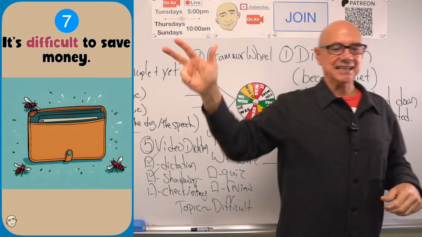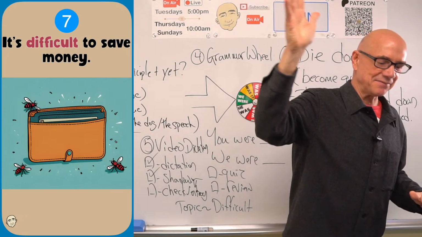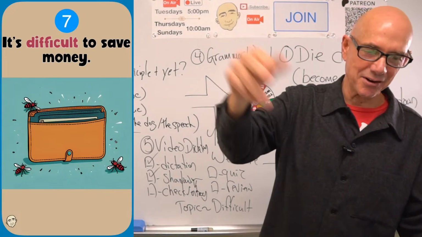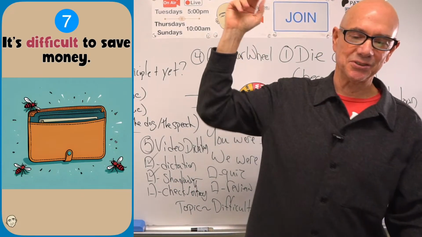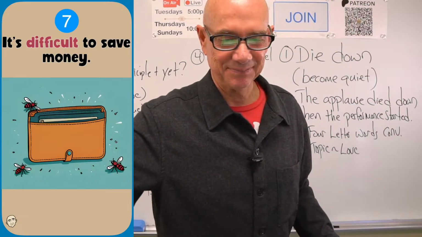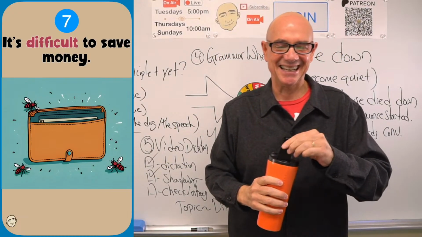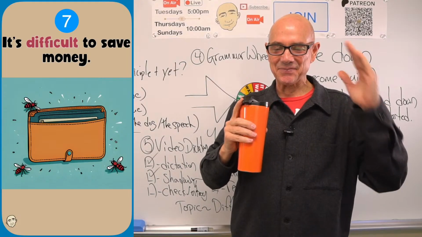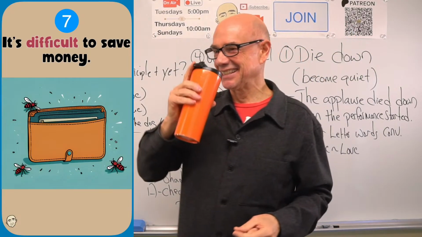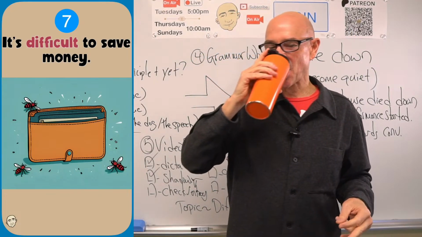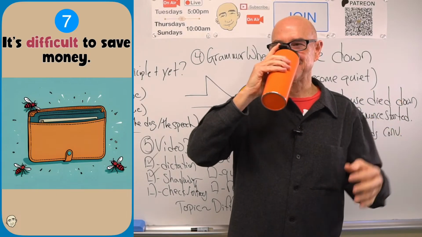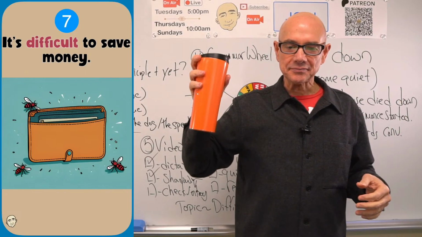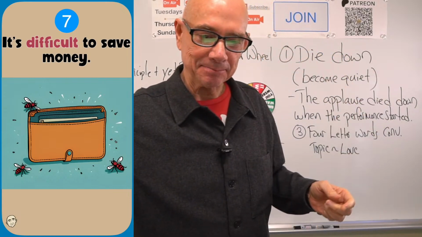Number 7 is, it's difficult to save money when you have kids. When you're married, it's difficult to save money. I think so. There are songs, I think, it's difficult to say goodbye. They already have songs about that. I could think of some right now.